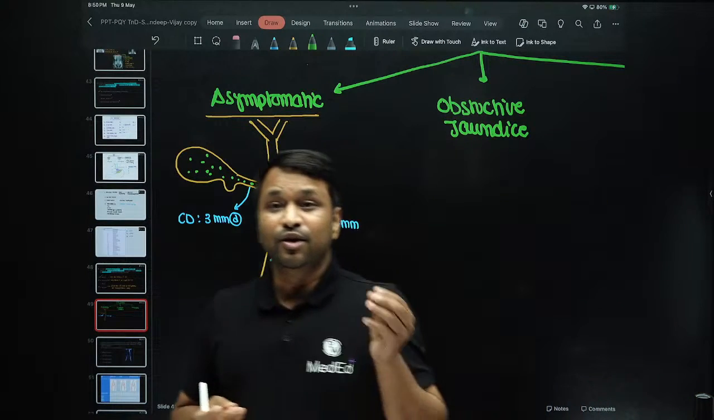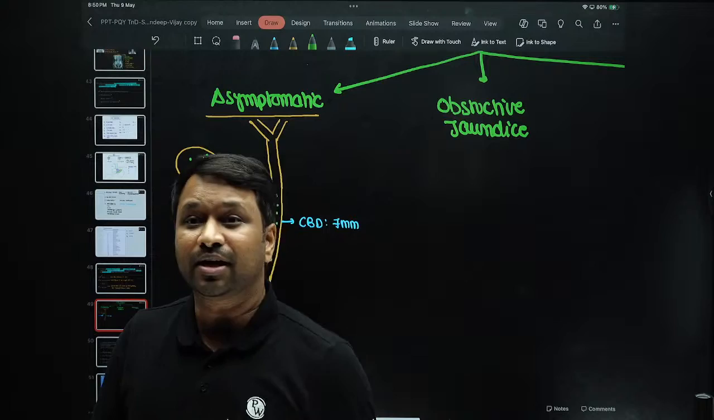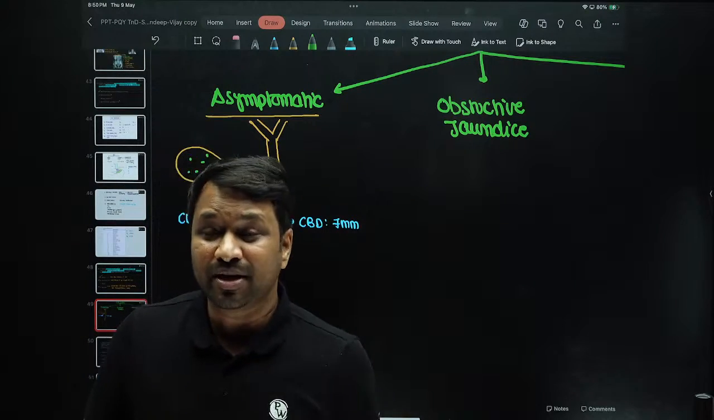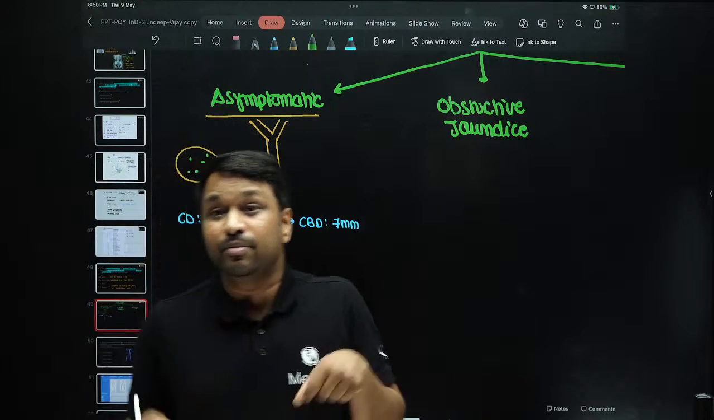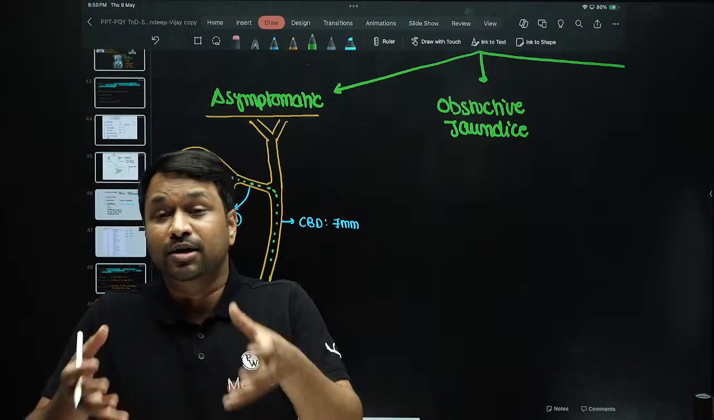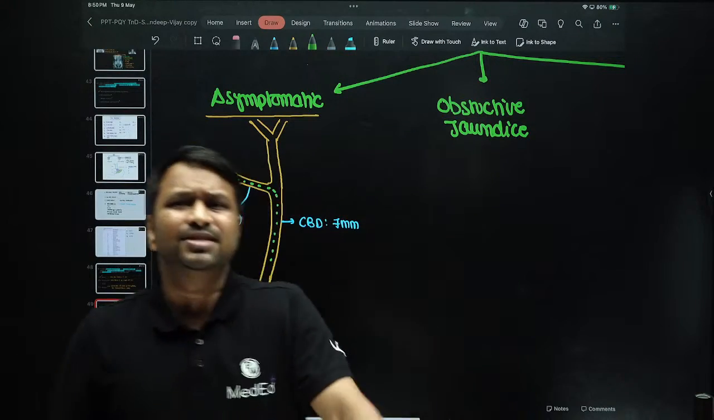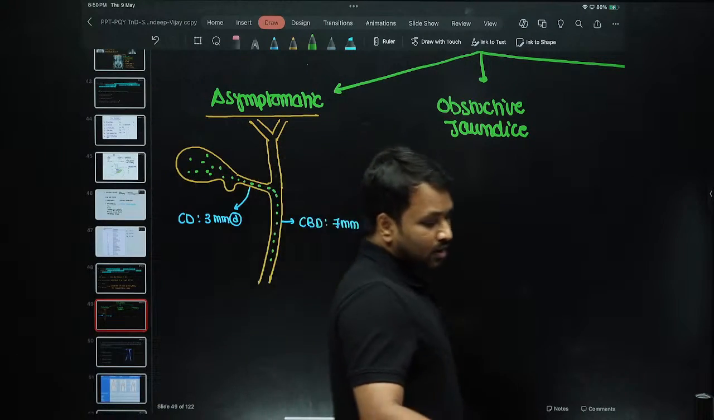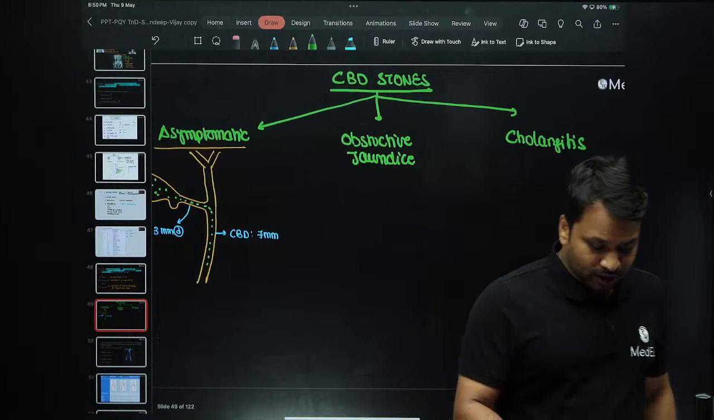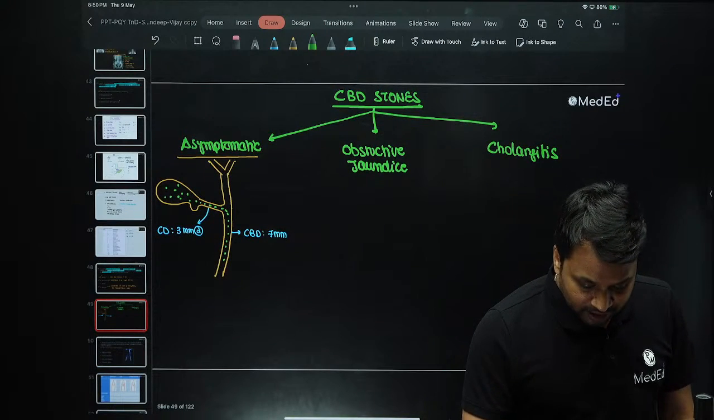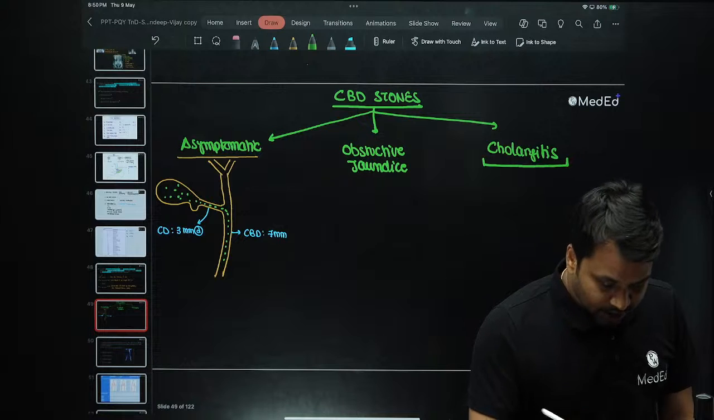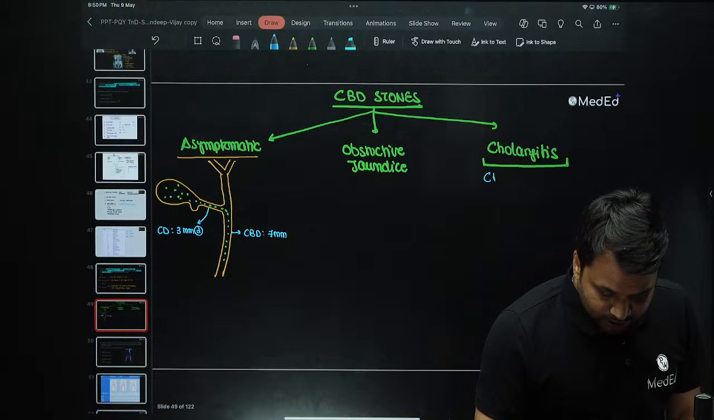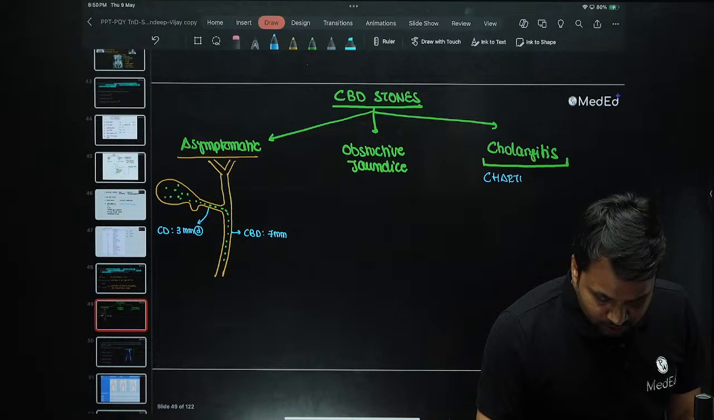Now, obviously, for a stone to pass from the cystic duct into the common bile duct, it has to be less than 3 millimeters. Can a stone which is less than 3 millimeters cause an obstruction in a duct which is 7 millimeters? The answer is no. Hence, it usually passes, so no symptoms at all. But if it gets lodged, it can present with obstructive jaundice, but we are more concerned whether it goes with cholangitis. Now, in a cholangitis, the patient is going to land up with Charcot's triad.